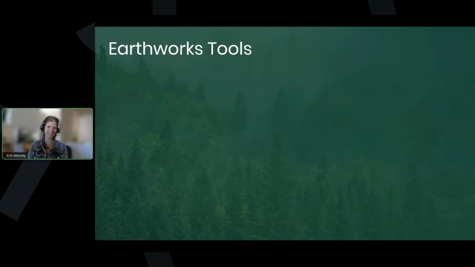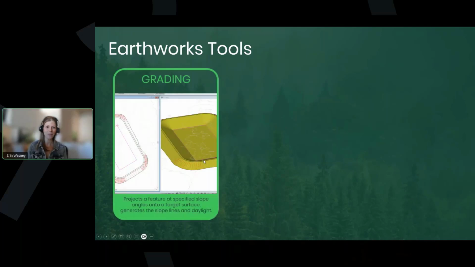Our next bucket of tools we're going to talk about, as I mentioned in the introduction, is probably our largest, most robust section. And this is really the tools that help you do earthworks projects. Specifically, one of the most common ones being grading. And this is really where we can get the software to project a feature at a specified cut and fill slope angle onto a target surface, typically the original ground. It lets us generate slope lines, daylighting, and then you can calculate the volumes for that new surface, essentially.